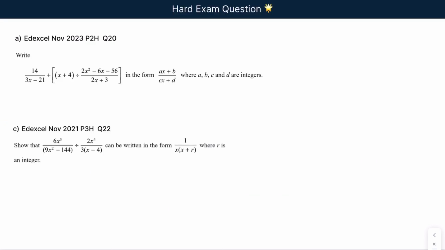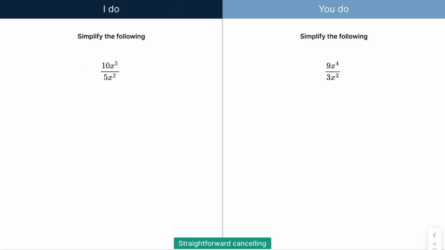And just to show you the two exam questions we're going to look at, I've handpicked these two hard exam questions on algebraic fractions. So the way all my videos work, I'm going to start on the left with the example, which is I do. You are then going to press pause and have a go at the example, which is you do. And at the bottom of the slide, you can see the type of example this is.